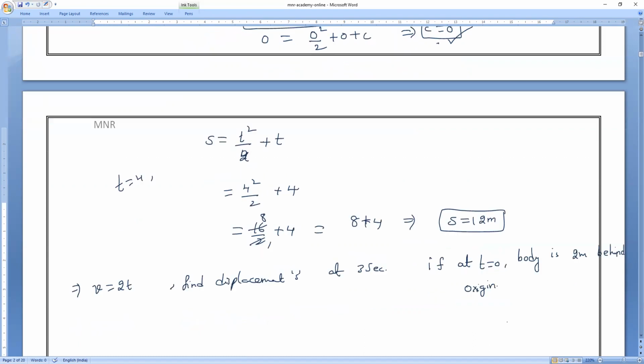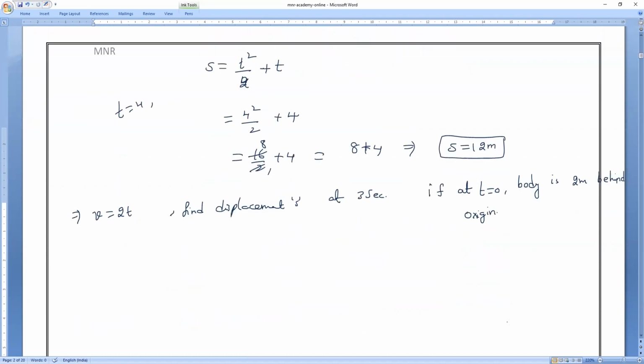So 2 meters behind the origin means, be very careful, is it negative or positive? Behind means negative. See, this is the origin. If I take this as the origin, the object is present 2 meters behind, which means it has not reached it. We know the origin value is 0. Behind means negative. That is what you have to remember.